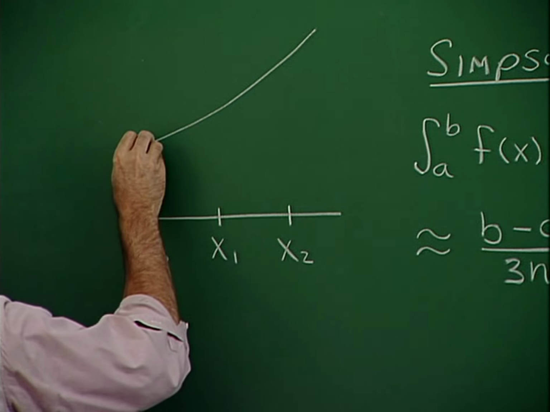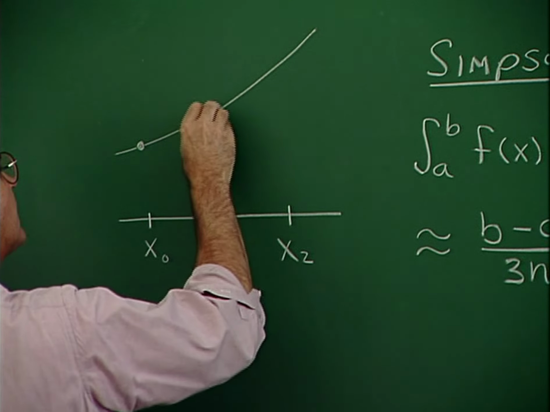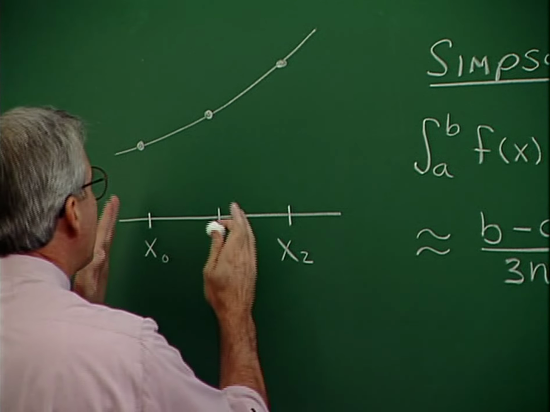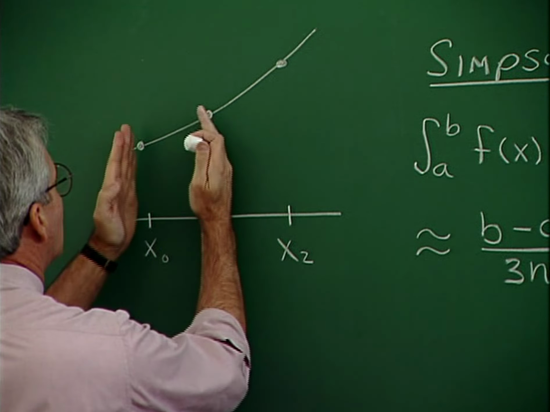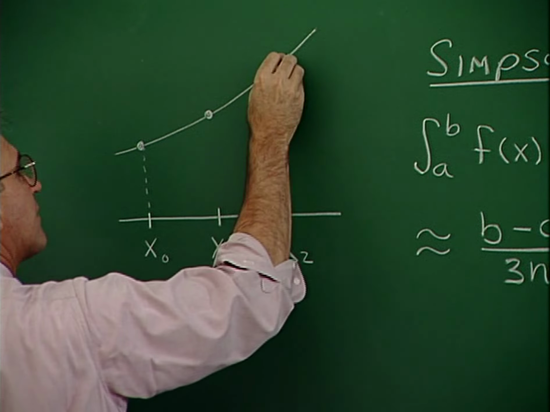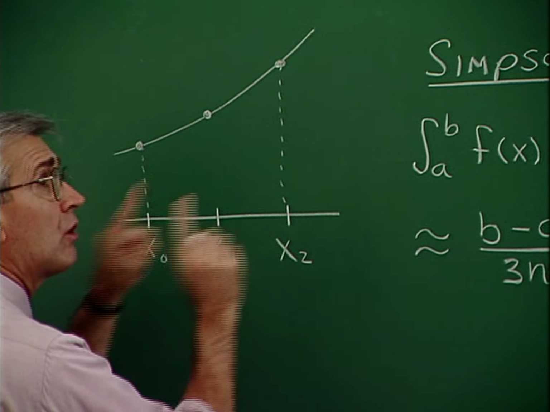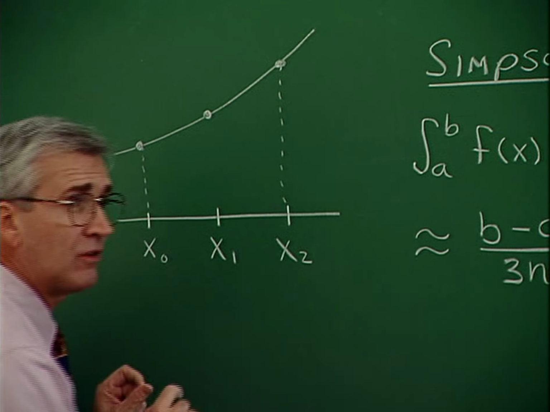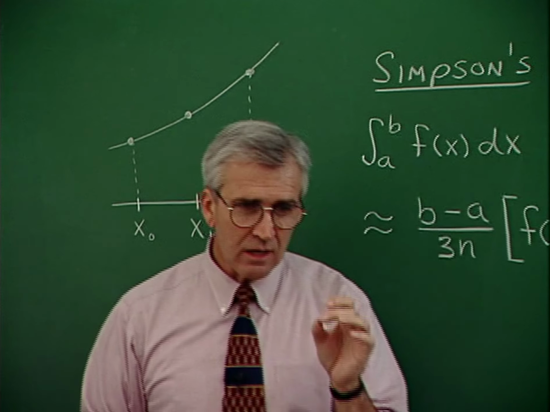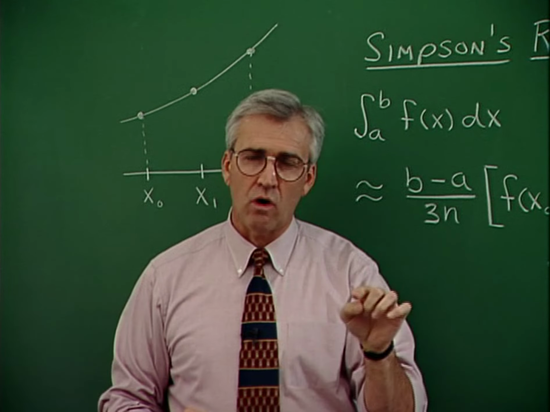And here's what we do. We find f of x0. We find f of x1, let's say it's right here, f of x2 right here. And in finding the area, we're going to find the area not just here, but we're going to find the area here. And that area is going to be found by using as the upper bound a curve containing these 3 points. Now, in algebra, you actually calculated the quadratic equation, given the coordinates of 3 points.